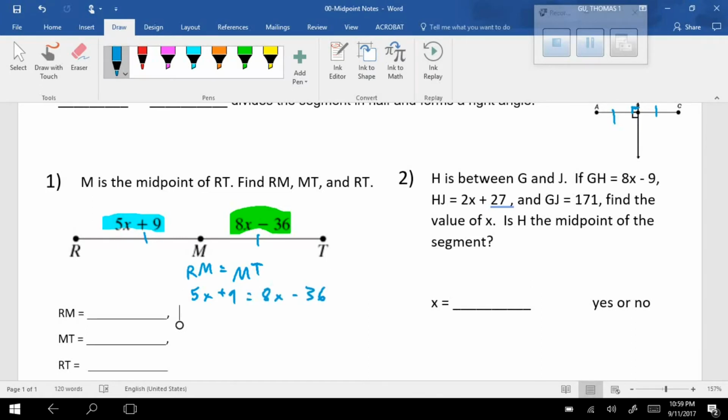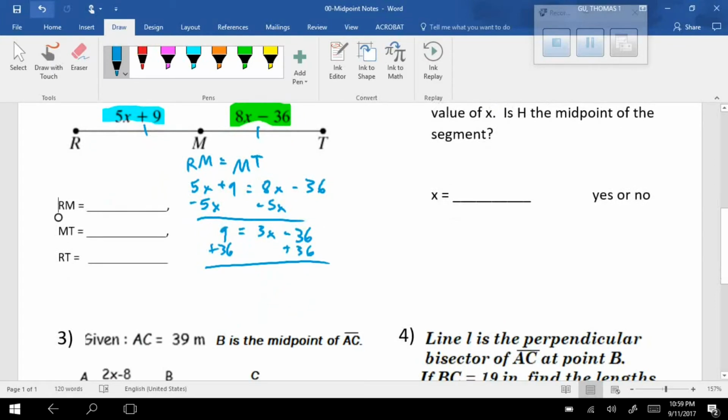Now let's do our algebra that we've been practicing. Minus 5x, minus 5x. And so we have 9 equals what's 8x minus 5x? 3x minus 36. And then let's add 36 to both sides, because that's what you gotta do. What's 9 plus 36? If you said 45, that is correct. 45 equals 3x. Now let's get the x by itself. Divide by 3 on both sides. 45 divided by 3 is 15.